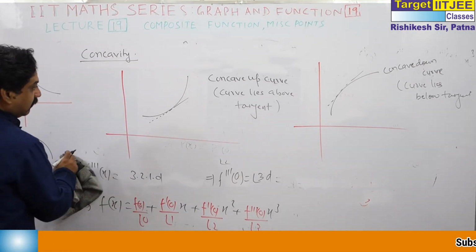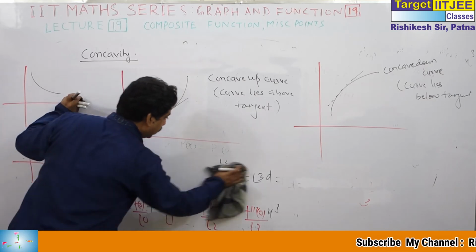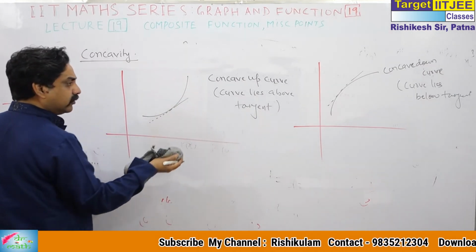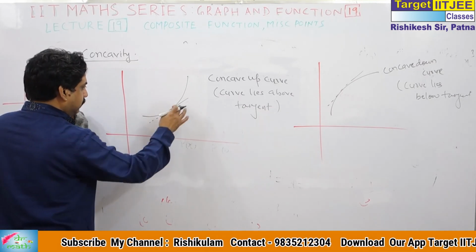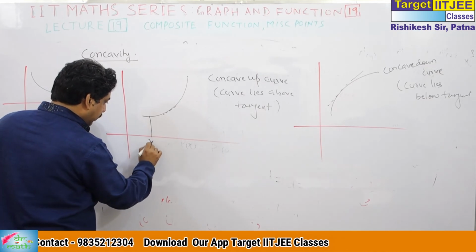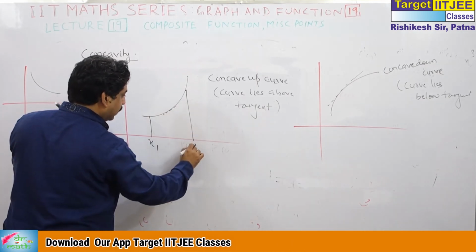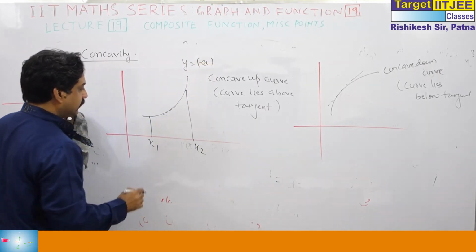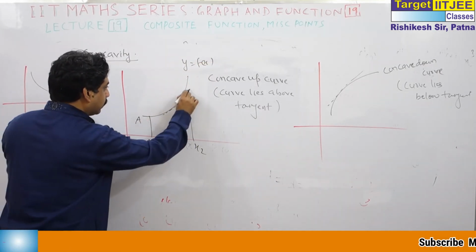I am going for the concave up curve. Let me erase this, and you can make a new figure. Suppose there is a point x1. Suppose there is a point x2. Suppose this curve is y is equal to f(x). What is the point A? What is the point B?